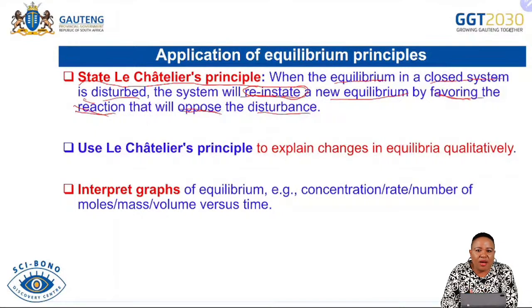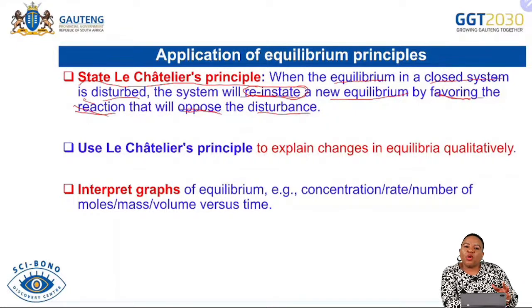Definitely, I think it's a normal situation whereby if there's a disturbance, you will try by all means to oppose the disturbance, so that you are regaining, or reinstating, a new equilibrium. So we must know that we might be expected to state Le Chatelier's principle, which I have already started explaining in terms of what will happen if you increase pressure.